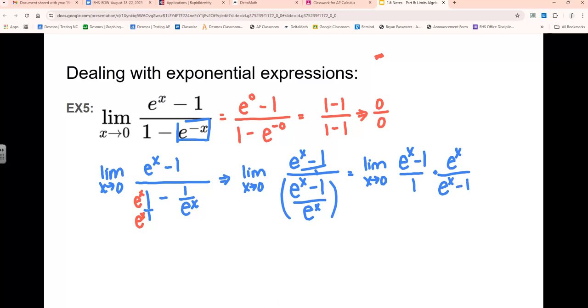What can happen now? Okay, e to the x minus 1 cancels with e to the x minus 1 because the stuff is multiplied together, right? So it's okay to do that. So now we're just getting the limit as x approaches 0 of e to the x is really all we got left, which is going to be e to the 0. And what is e to the 0? 1. So 1 is our answer there.